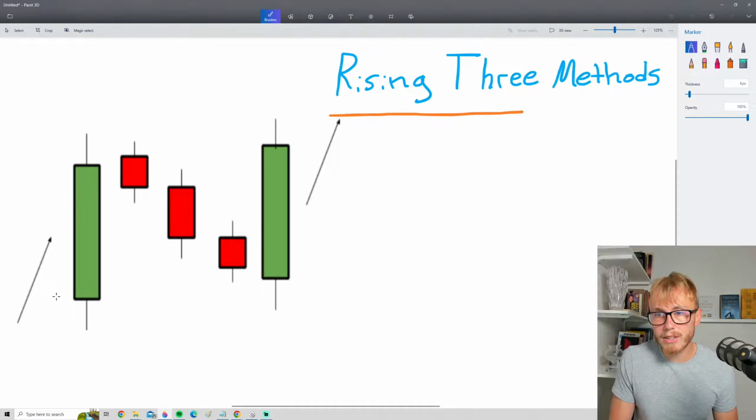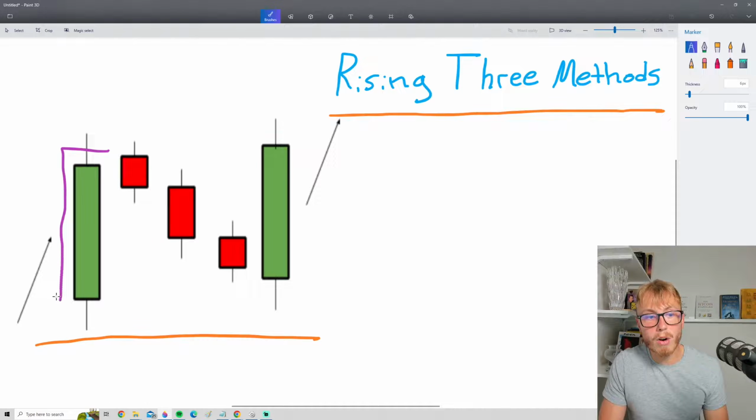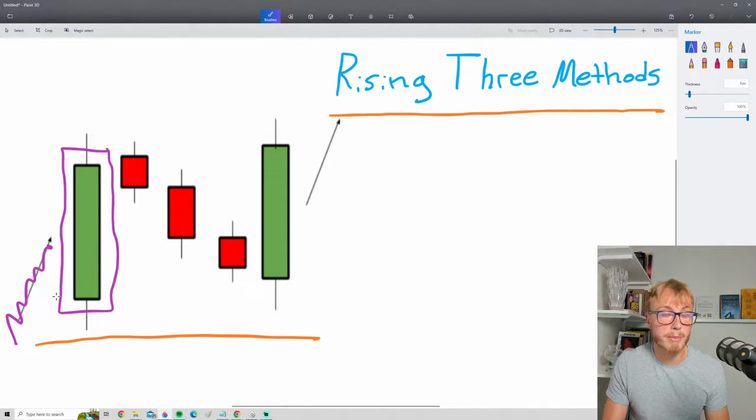The next pattern we will look at is called the rising three methods. And as you can see, this is a larger pattern consisting of 5 candlesticks. The first candle is a large green candle, and this one should come after an uptrend. This is very important because this is what we call a continuation pattern.